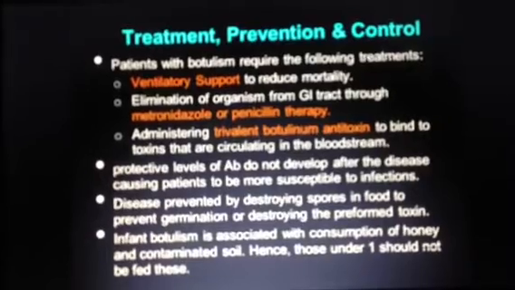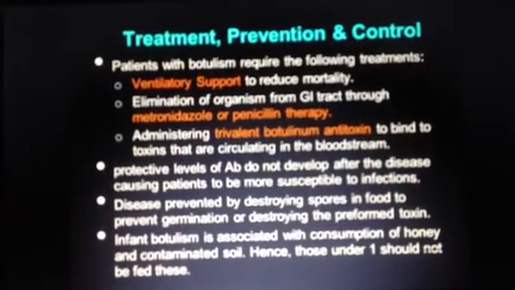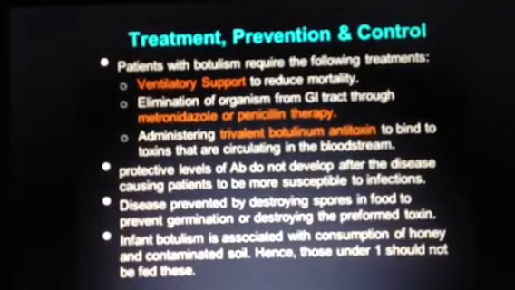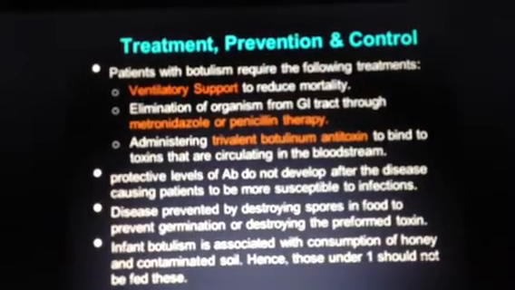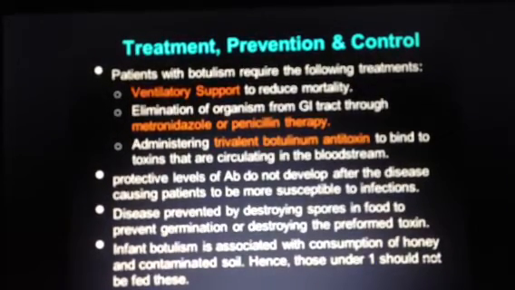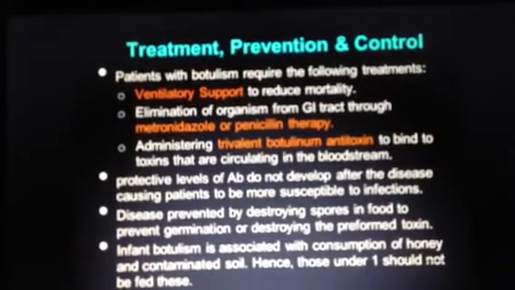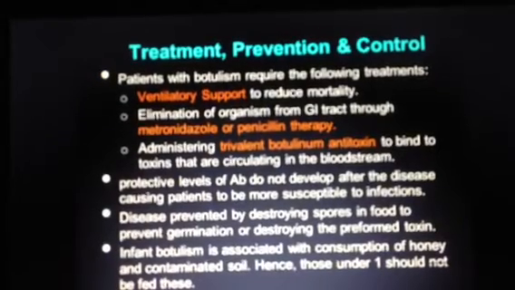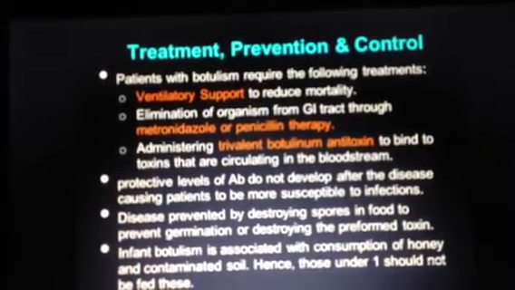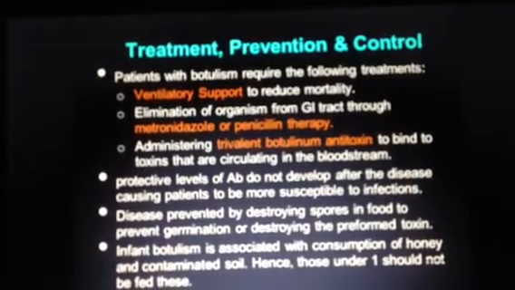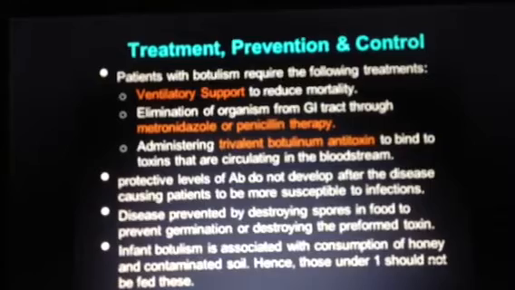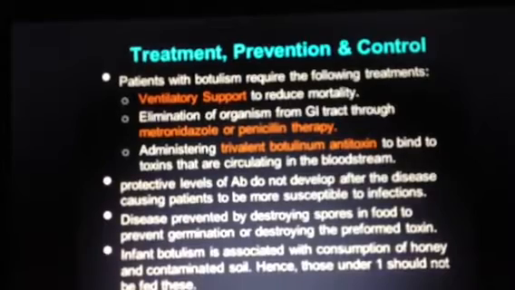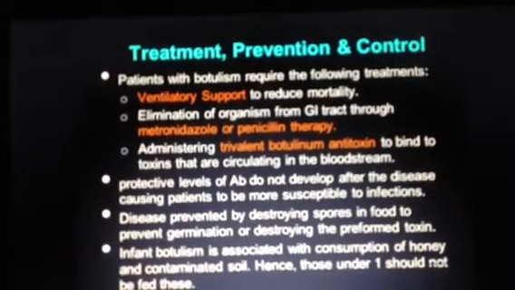Treatment, prevention, and control. Patients with botulism require the following treatments: ventilatory support, which can reduce mortality, elimination of organisms from the GI tract through metronidazole or penicillin therapy, administering trivalent botulinum antitoxin to bind to toxins that are circulating in the bloodstream. Protective levels of antibodies do not develop after the disease. So this causes the patients to be more susceptible to various kinds of infections.